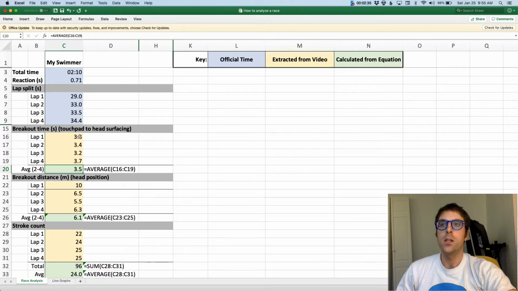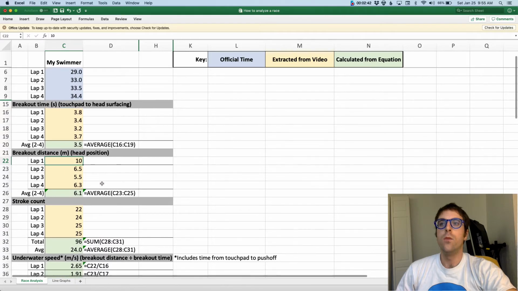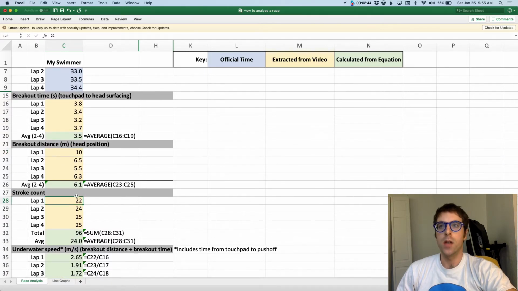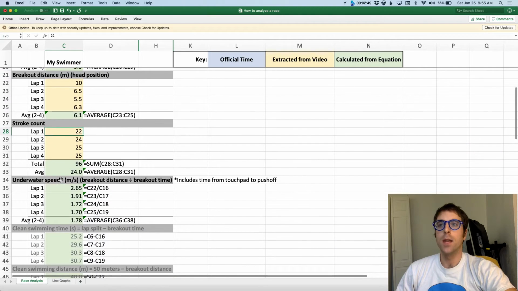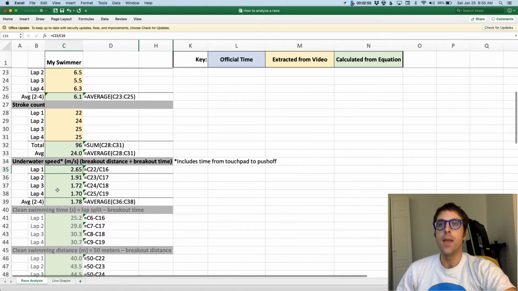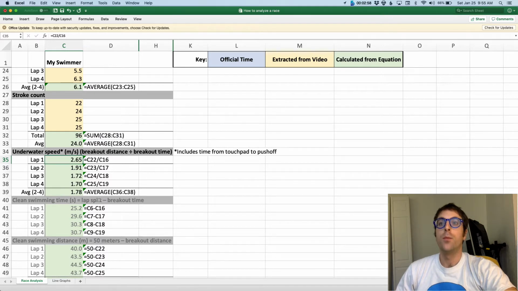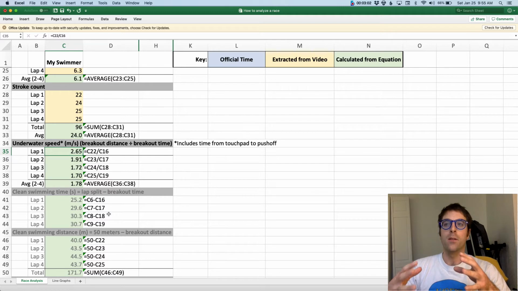So I did that for each lap, got the breakout time and the breakout distance, and also counted the strokes on each lap. And so from the breakout time and breakout distance, I was able to calculate her underwater speed for each of the laps. And then from the breakout time and breakout distance, I was also able to figure out what amount of time and distance she spent doing what's called clean swimming. So that would be stroking above the water.